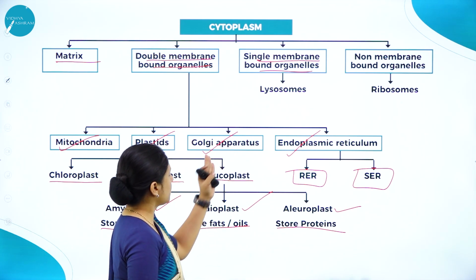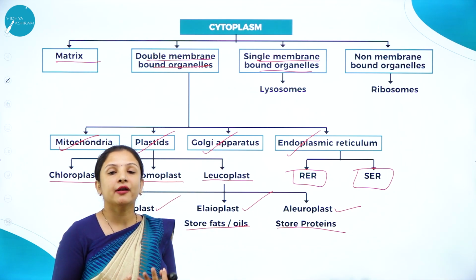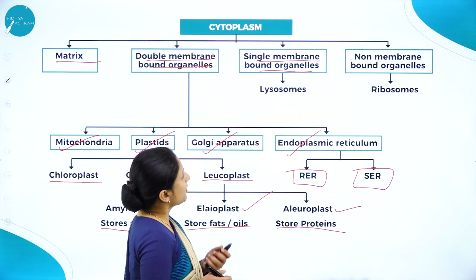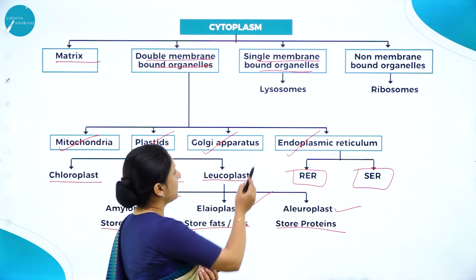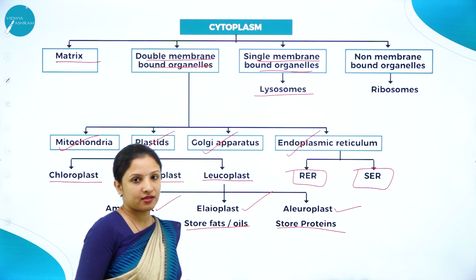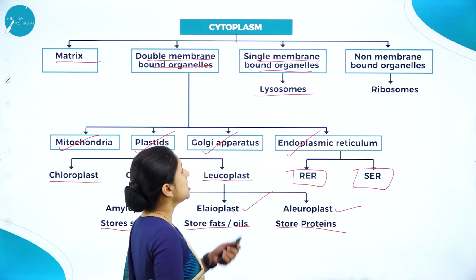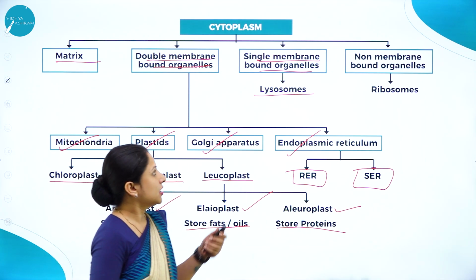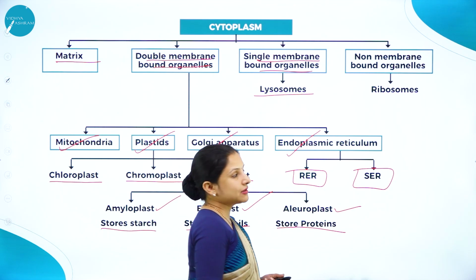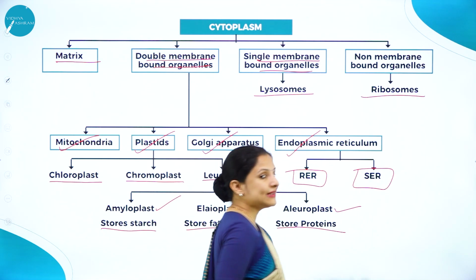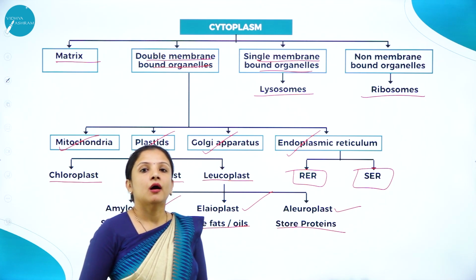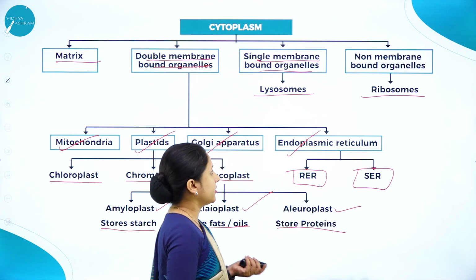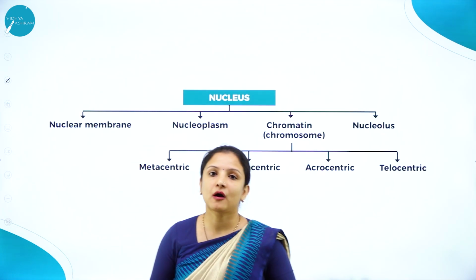And endoplasmic reticulum and Golgi apparatus come under the endomembrane system because they depend on one another for their function. Next, talking about single membrane bound organelles, one of them is lysosomes, which are also called the suicidal bags of the cell. These lysosomes also come under the endomembrane system. Next, talking about the non-membrane bound organelles, as I told you, ribosomes. Ribosomes are the only cell organelles which are not bound by any membrane, be it in a prokaryote or in a eukaryote.